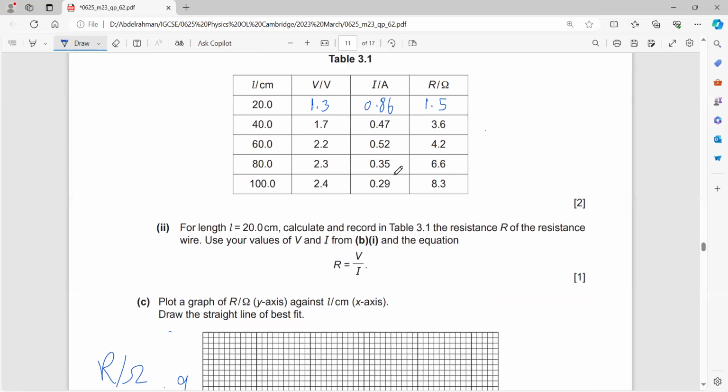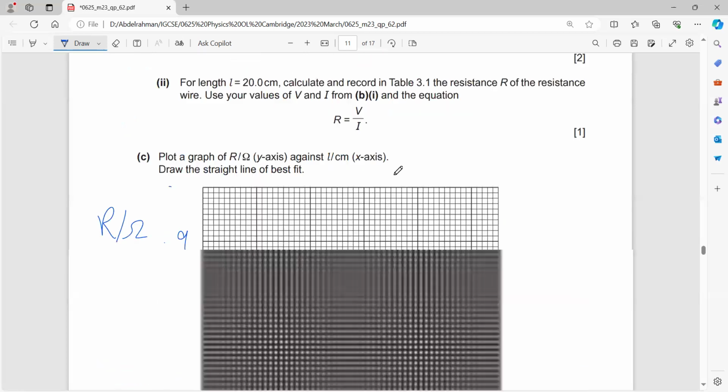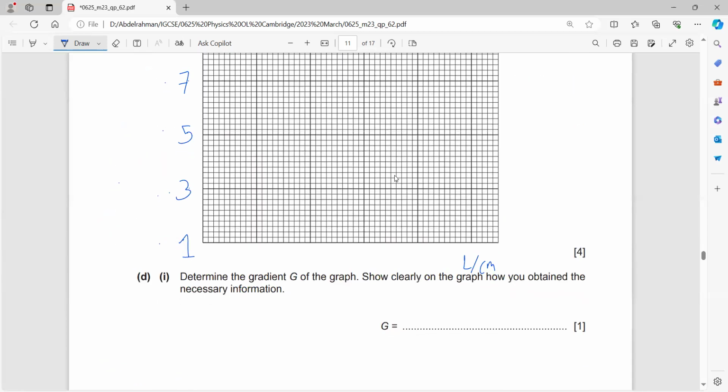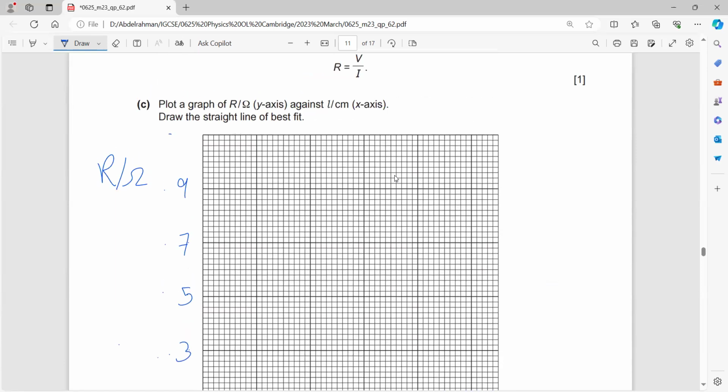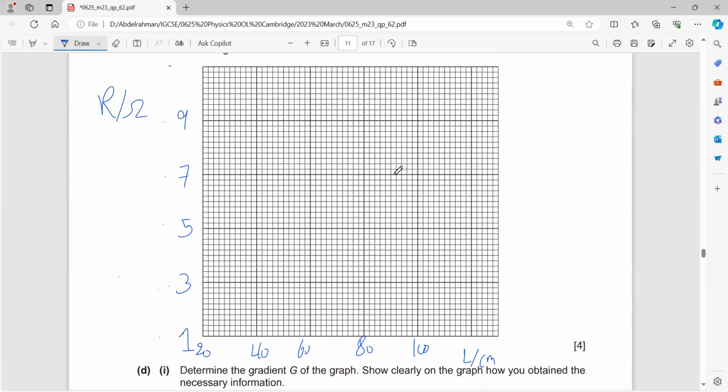The length: 20, 40, 60, 80, 100. This is easy. Again, you could start off with 0. It's not wrong. For this question, you could start off with 0. It wouldn't be wrong at all.